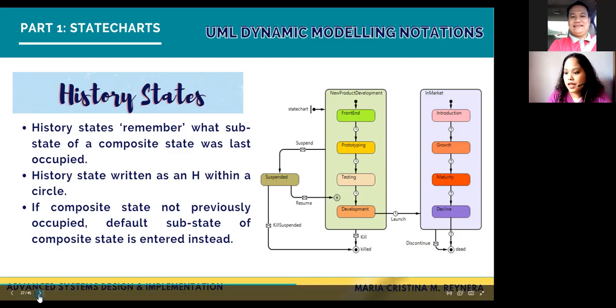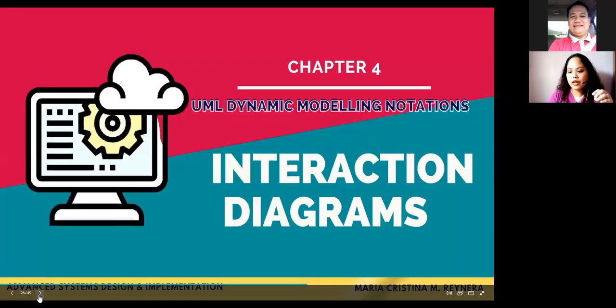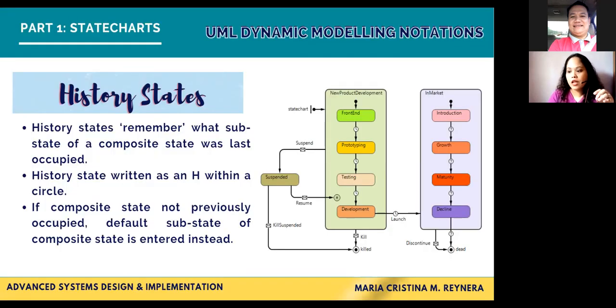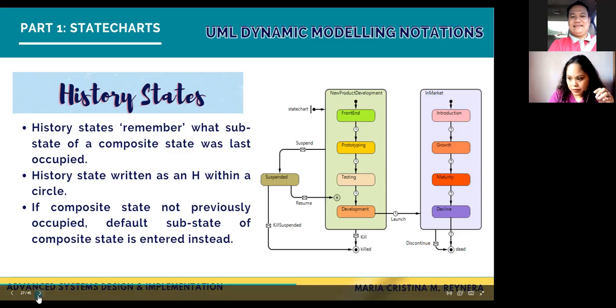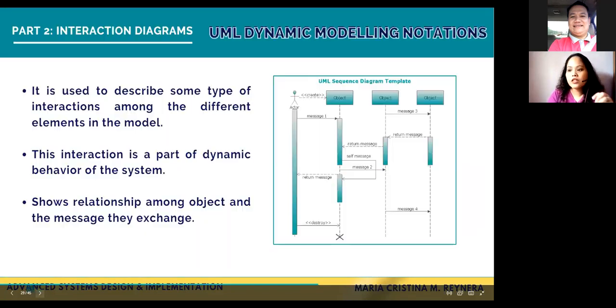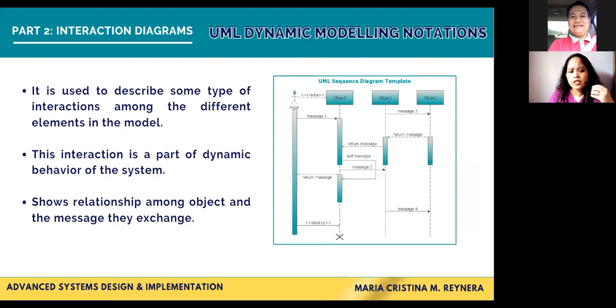We still have another part, which is the interaction diagrams. So for this, the interaction, wait, I think I clicked the wrong button. Yeah, there. So the interaction diagram is a type of UML that is used to capture the interactive behavior of a system. This kind of diagram focuses on describing the flow of messages within the system, providing the context for one or more lifelines within the system.